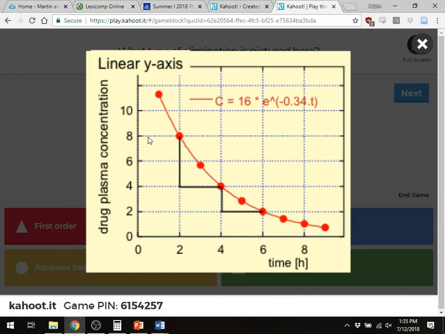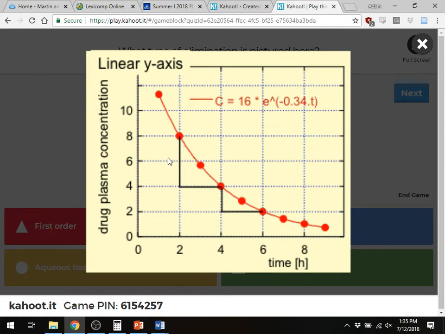Okay, what would be the half-life of this drug? What is half-life? The amount of time for half the drug to be eliminated. How long does it take to go from 8 to 4? 2 hours. Good. And then from 4 to 2? 2 hours. So what would you say the half-life of this drug is? 2 hours. Perfect.